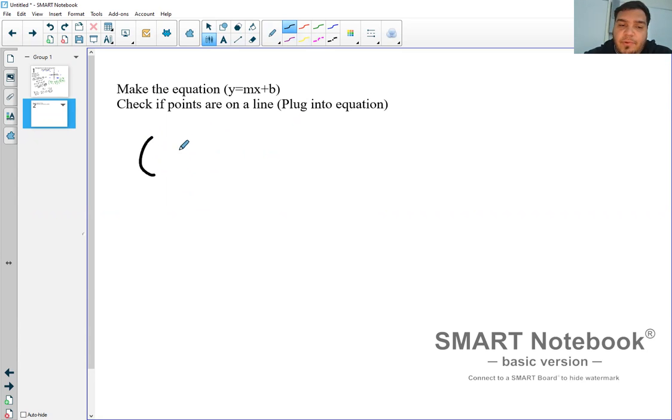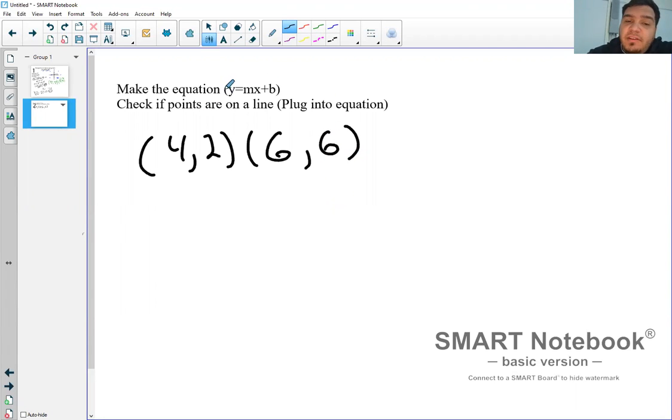So let's say I gave you the points 4, 2 and 6, 6. I need to find the equation, y equals mx plus b. So in order to find that, I need to find my m, and I need to find my b. Again, this is an algebra 1 skill. It's just a bunch of little skills together, so nothing to be afraid of.